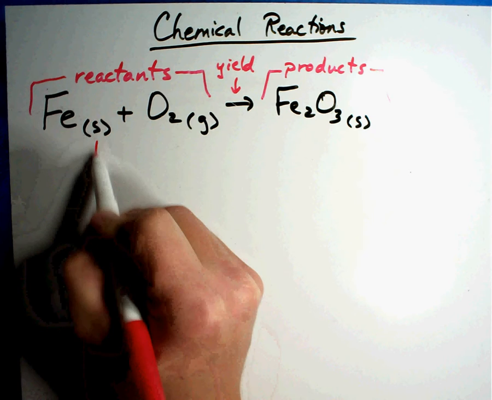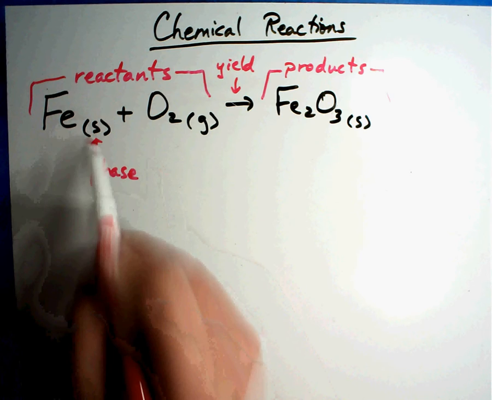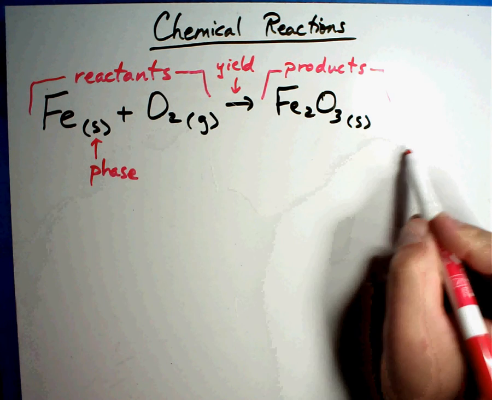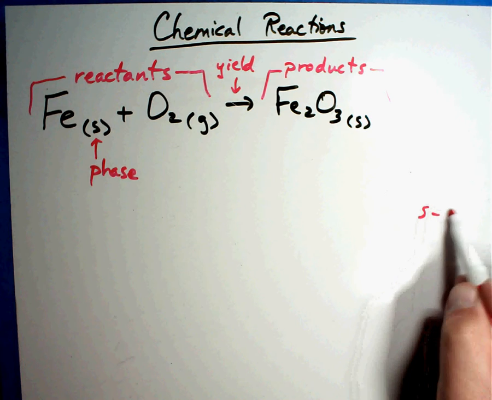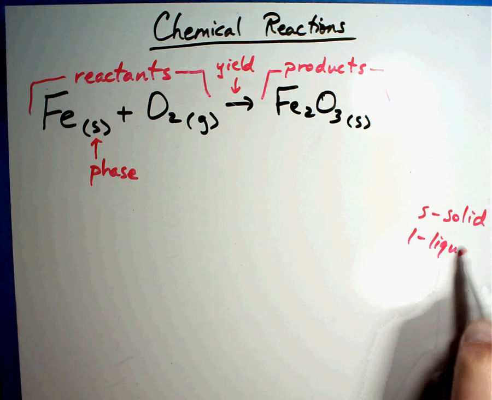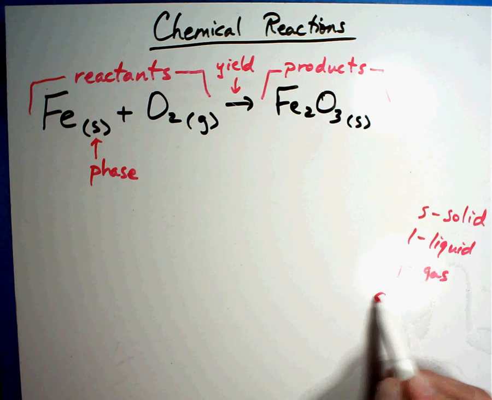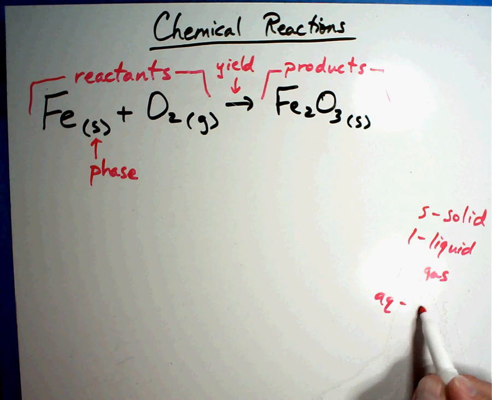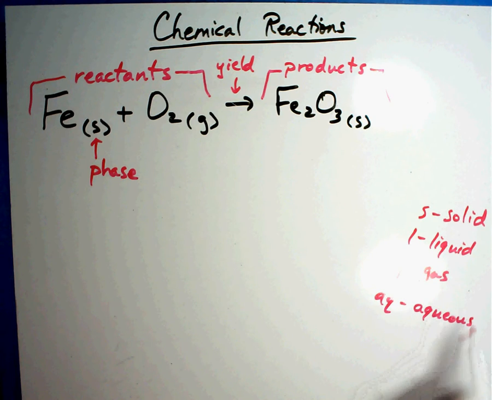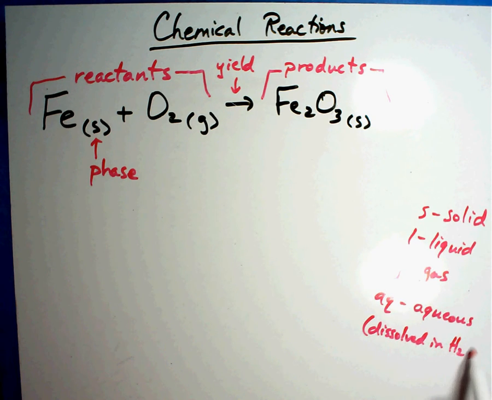But the little S's and G's, these are called the phase. S is solid. Just go ahead and write these down. S is solid. L is liquid. There's not one of those in this example. G is gas. And sometimes you'll see this one called AQ, and it is aqueous. I'll go ahead and define that. It means dissolved in water. Now that can be a little bit confusing for you because that almost seems like a liquid.